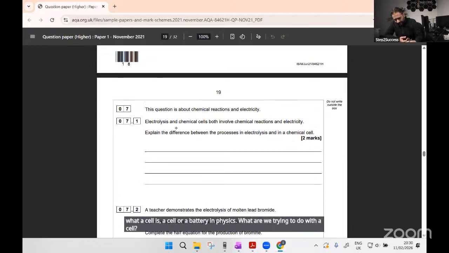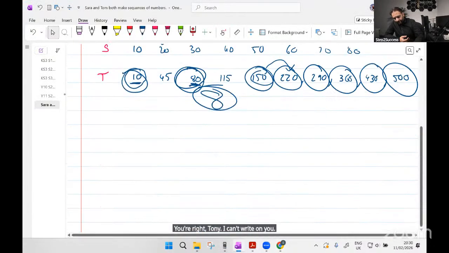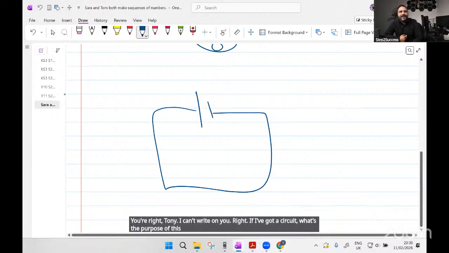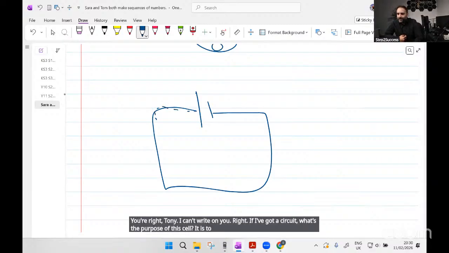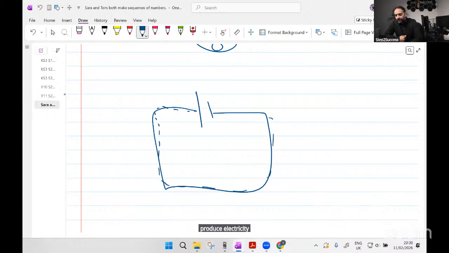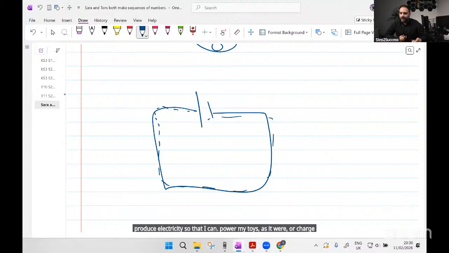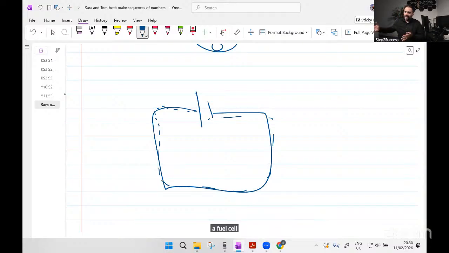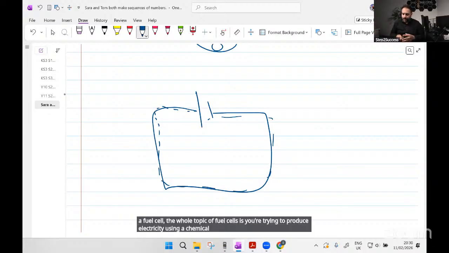Can I write on here? I can't write on here. Let's put it over here. Right. If I've got a circuit, what's the purpose of this cell? It is to essentially produce electricity so that I can power my toys, as it were, or charge my phone, or turn my phone on, or whatever it might be, right? That is the point of a fuel cell. The whole topic of fuel cells is you're trying to produce electricity using a chemical reaction. So in the battery, there's some chemicals, they react together and they produce electricity.